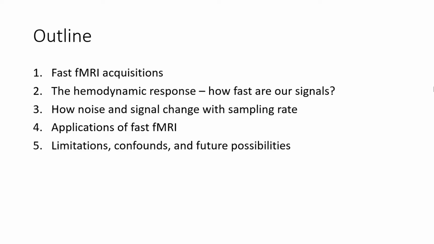So what I'm planning to go over today, it's relatively brief, but I'll focus first on things that have changed in acquisition for fast fMRI. I'll talk about the hemodynamic response, since that's the basis of the signal that we're measuring, and we'd like to understand the temporal properties of those signals. I'll spend a fair amount of time on understanding how noise and signal change with sampling rates. And then I'll talk briefly about current applications of fast fMRI.